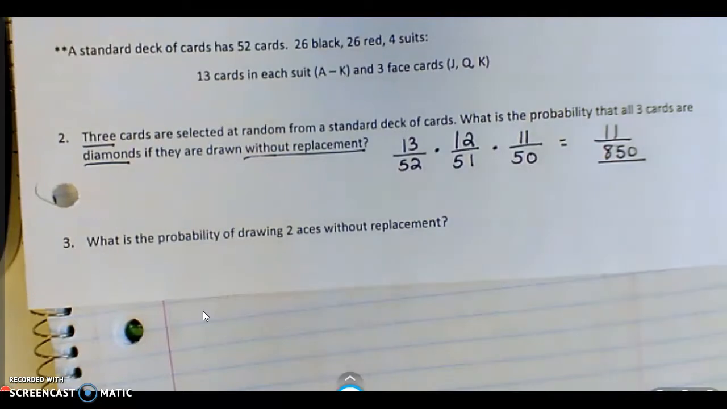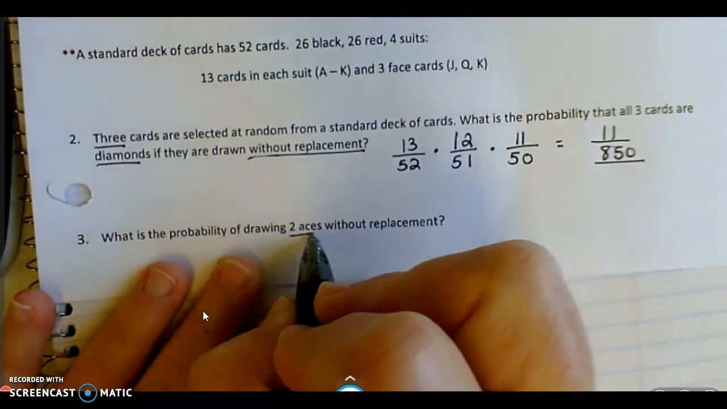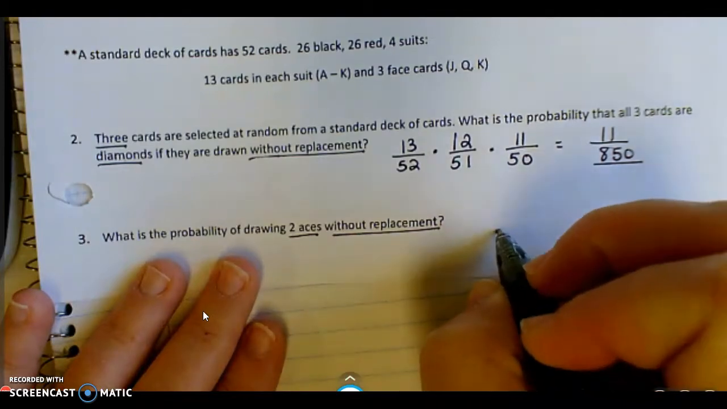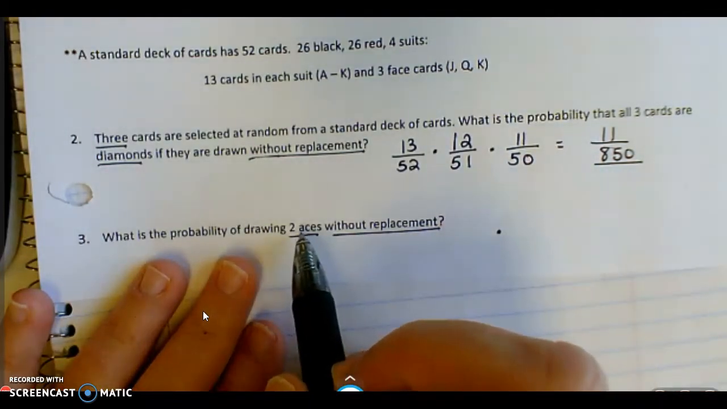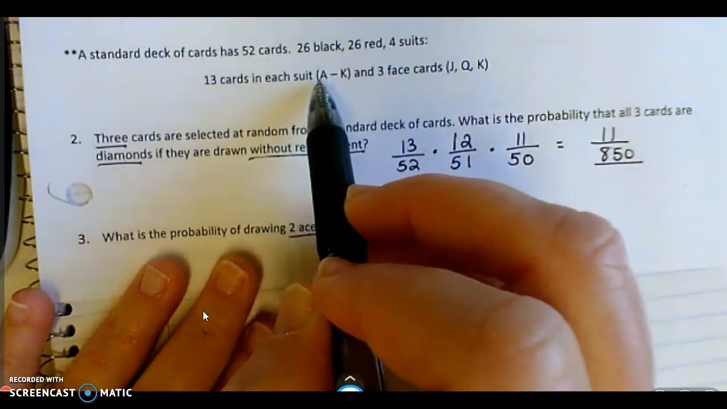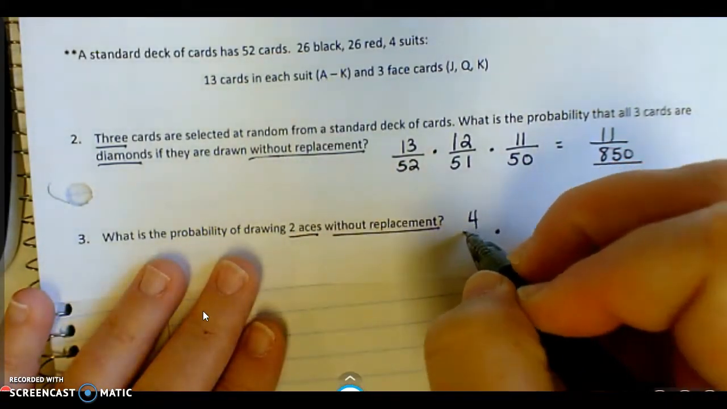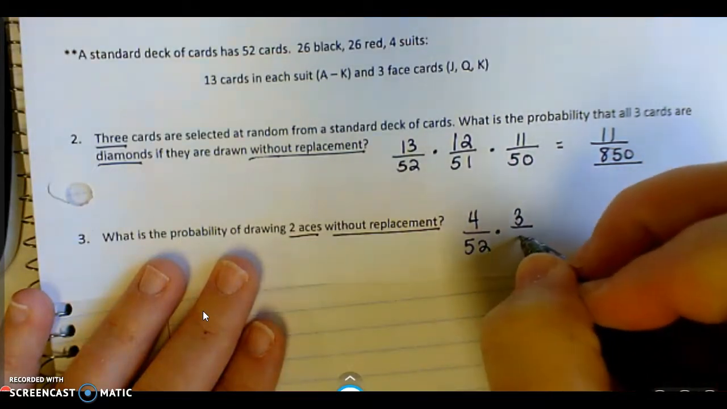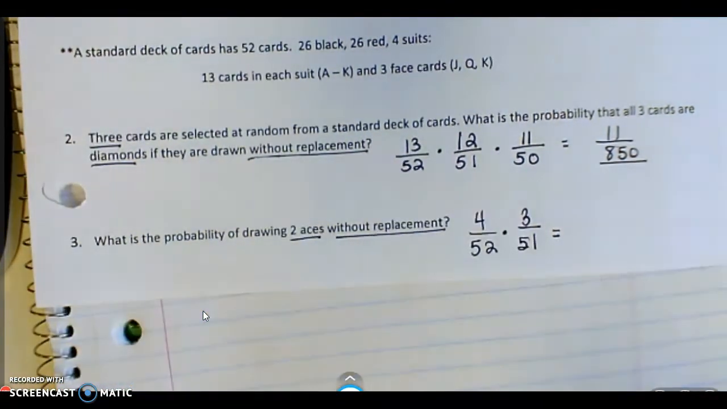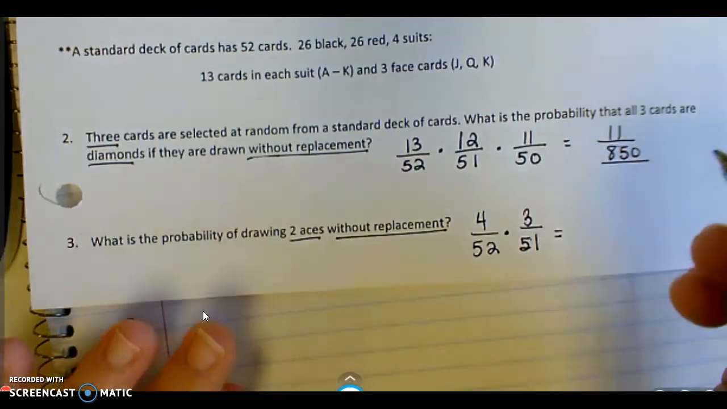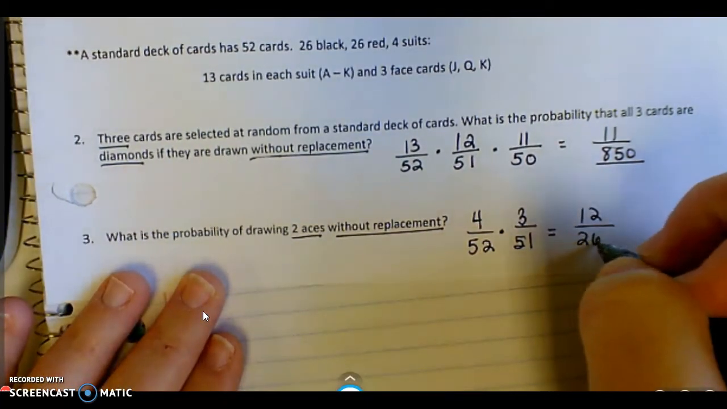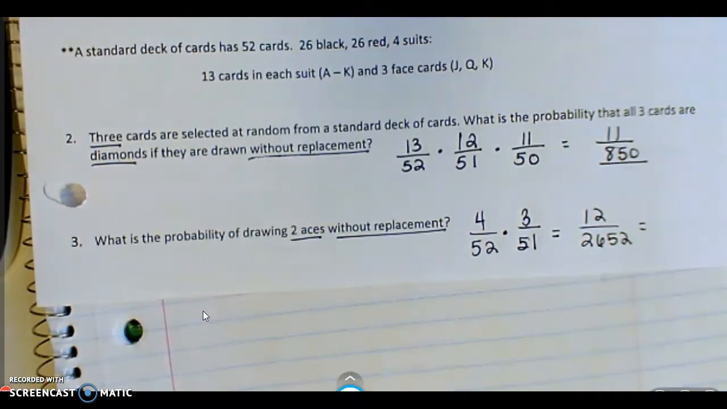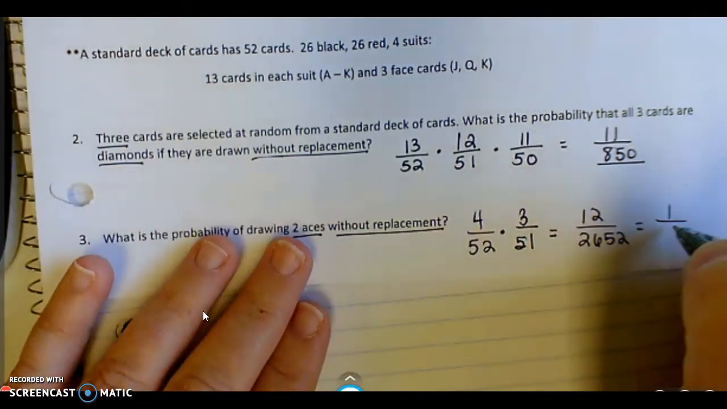Okay. Number 3, what's the probability of drawing 2 aces without replacement? So 2 aces, that means I'm going to have 2 things to multiply. The probability of 1 ace, well, there's 13 cards in each suit, so there's 4 aces. Alright, I've chosen an ace, so I need to get rid of an ace and get rid of a total card. I'm going to multiply that. If you just multiply the top and the bottom, you get 12 over 2652. If you reduce that, you get 1 over 221.